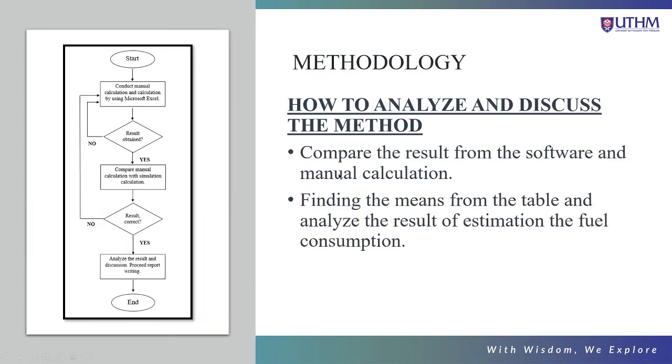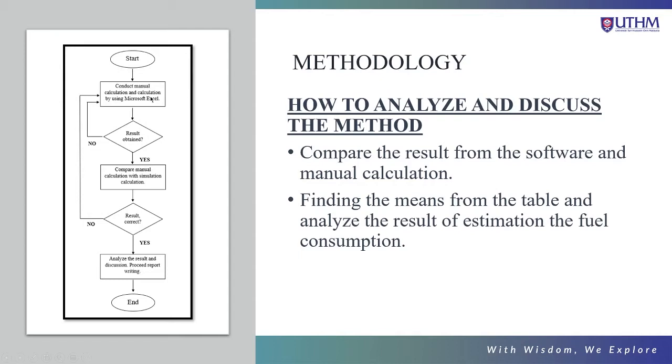So next, how to analyze and discuss the method. In this project we will compare the result from the software and the manual calculation. From this comparison, we can ensure which calculation is more accurate, whether software or manual calculation. Next is finding the means from the table and analyzing the result of the estimated fuel consumption. When we get the final result, we can estimate how many liters of fuel Farhan needs.